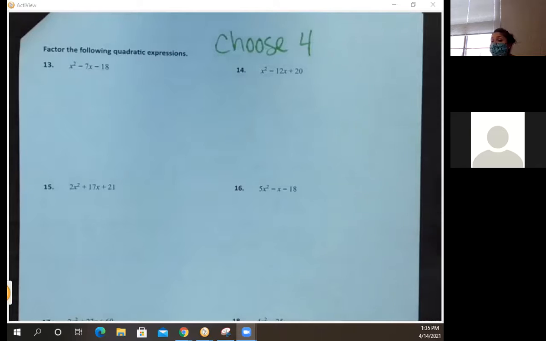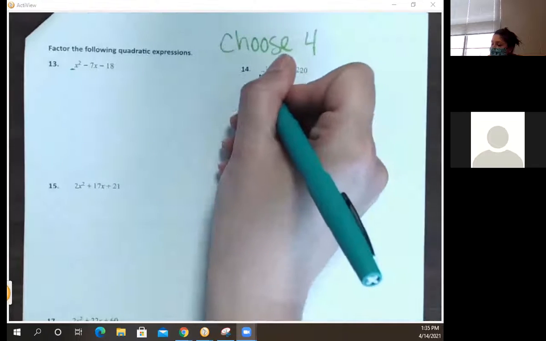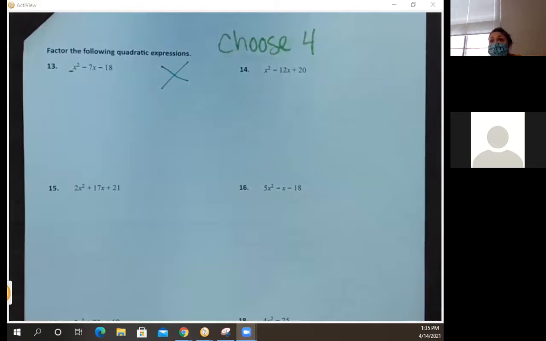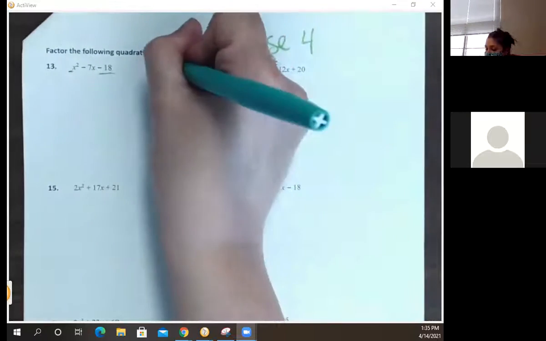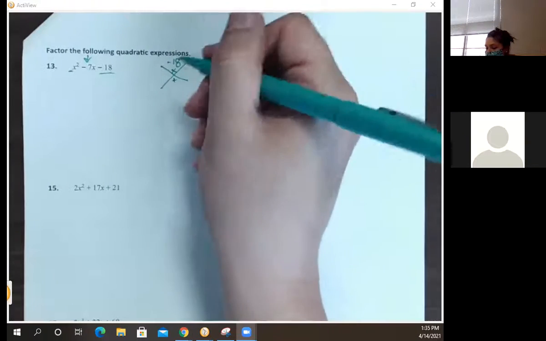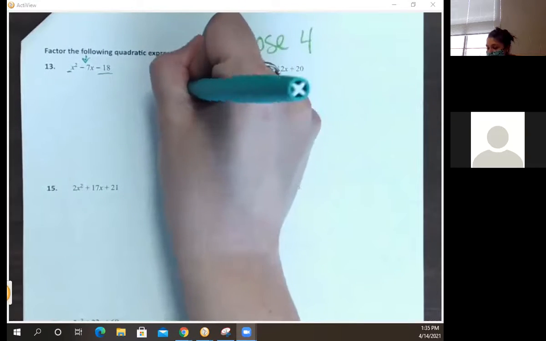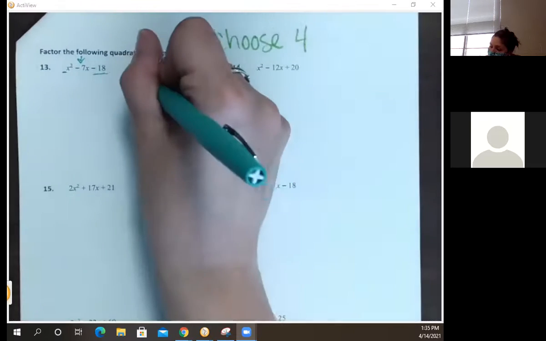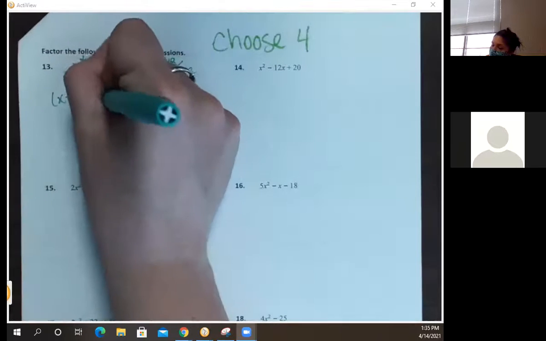13 and 14 were probably the easiest problems on here because our lead coefficient is just 1. I don't see anything in front of the x squared. So this is like when we were changing to intercept form before, right? If I want to factor these, I'm looking for what multiplies to give me c, for this one negative 18, but adds to give me b. What multiplies to c, but adds to b. So it's going to multiply to negative 18, but add to negative 7. Yeah, negative 9 and positive 2. So my factored form here would be x minus 9 times x plus 2.